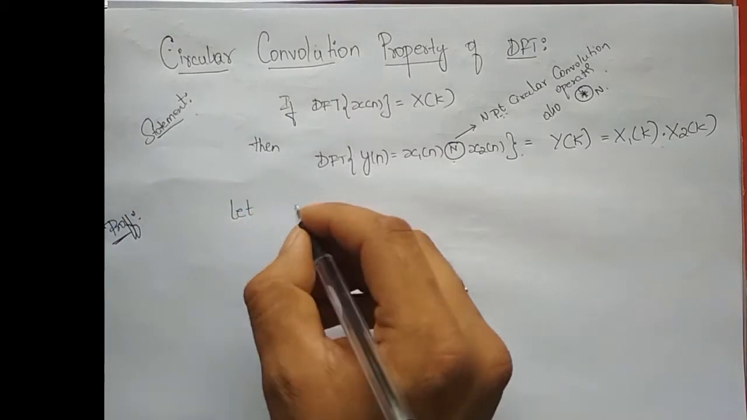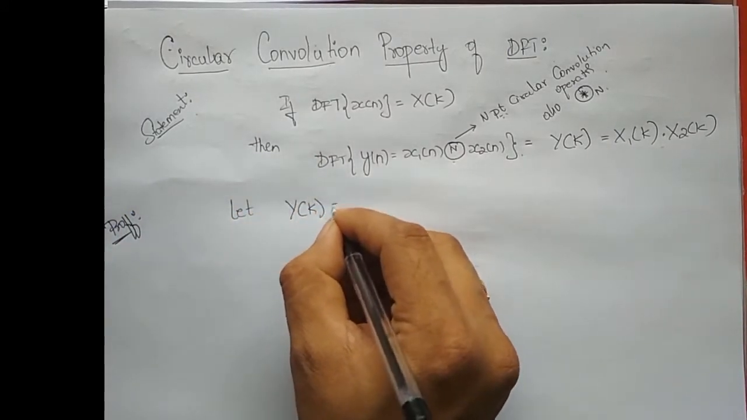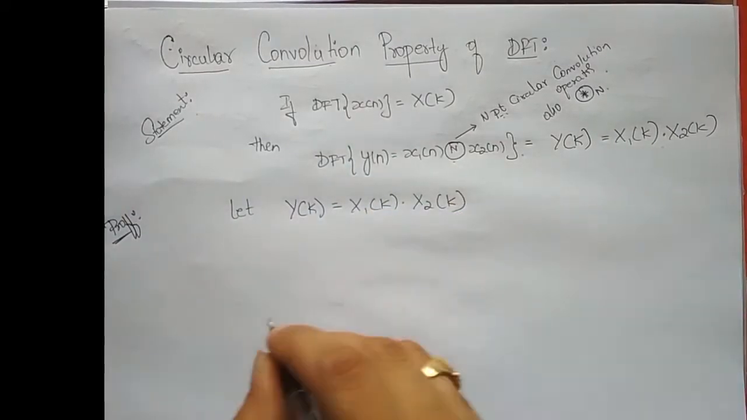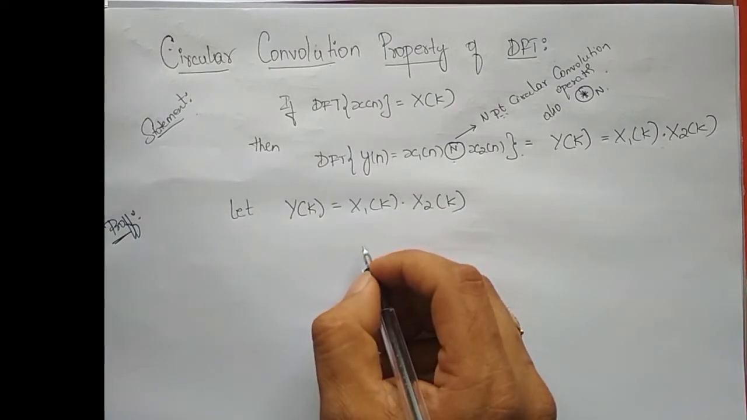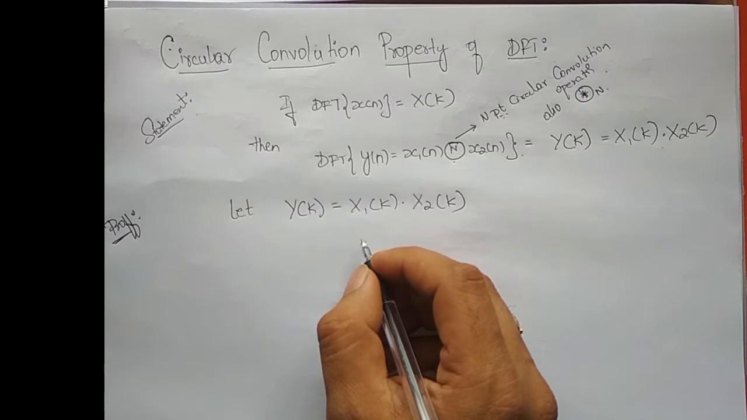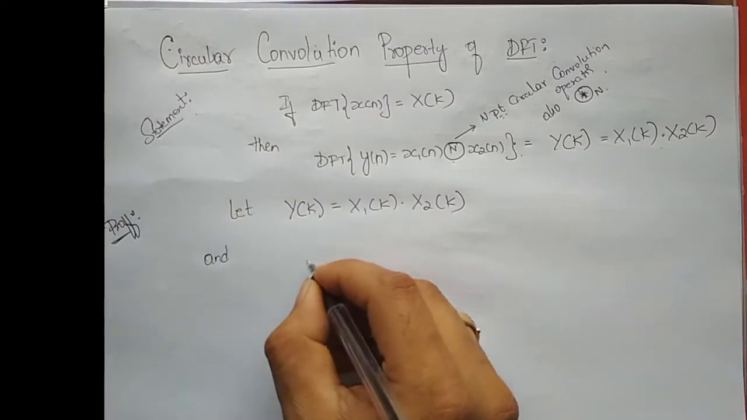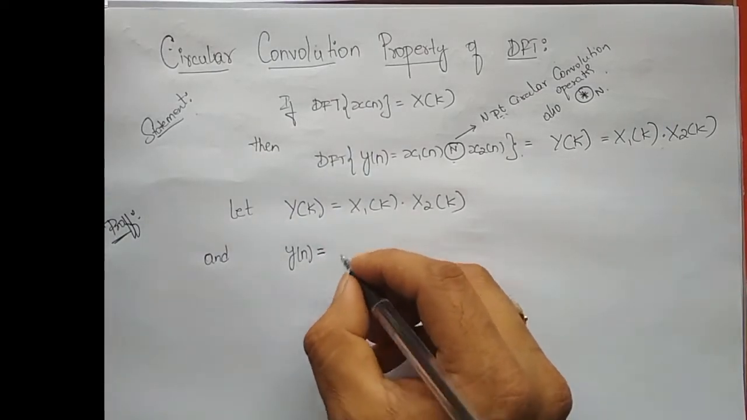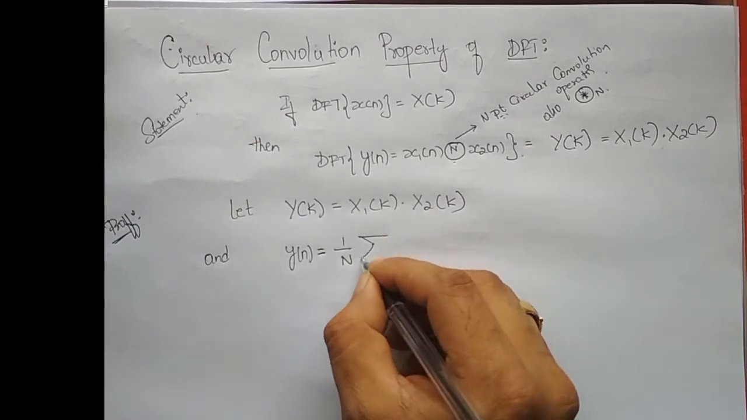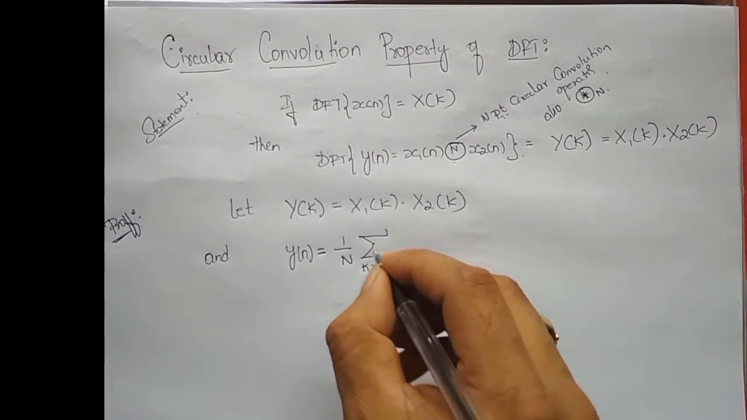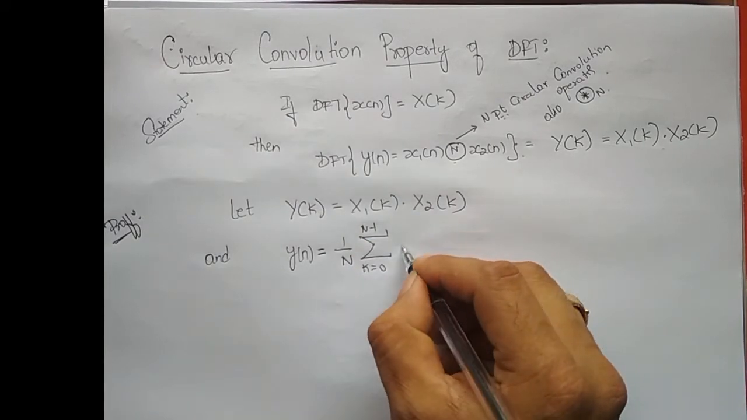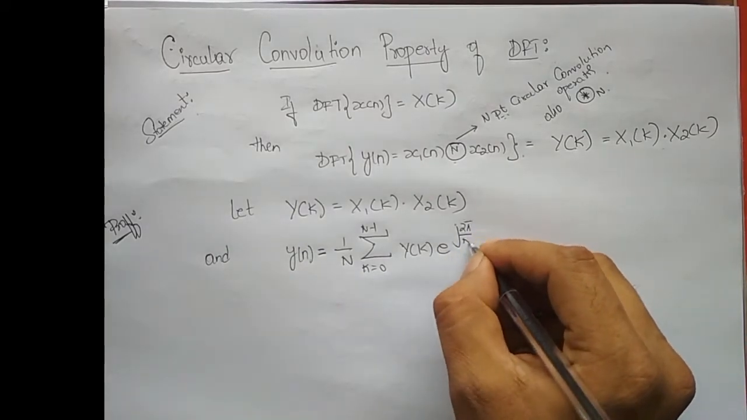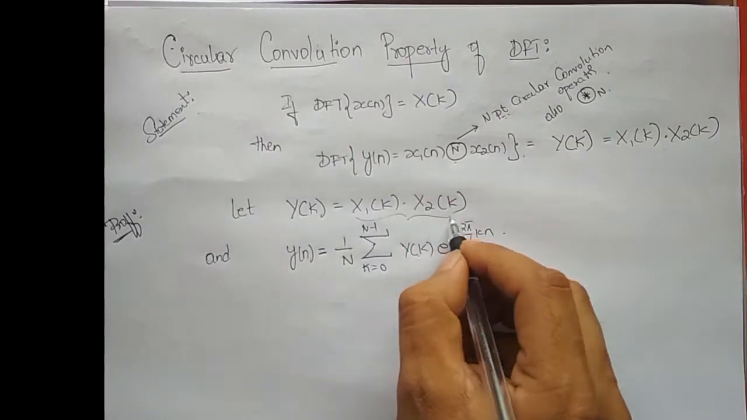So let Y of k be equal to X1 of k into X2 of k. We'll start with this equation. Y of k is equal to X1 of k multiplied with X2 of k, and y of n is equal to, so what is the IDFT equation of y of n? It is nothing but 1 by N into summation k varying from 0 to N minus 1, Y of k into e power j 2 pi by N into k into n. But what is Y of k? Y of k is this, right? So I'll write it here.